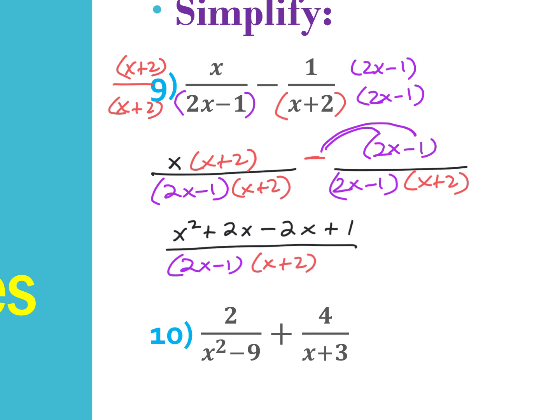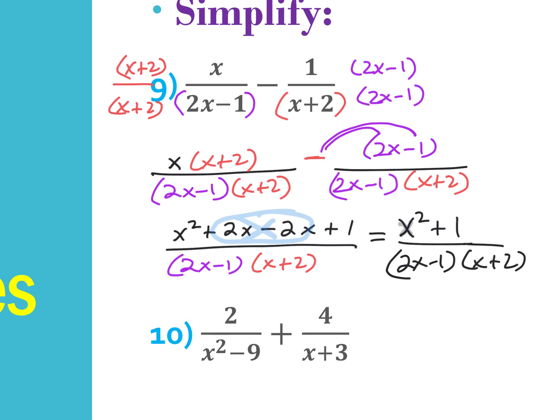I'm going to add my like terms. So I can do 2x minus 2x, and that's going to cancel out. So then now I'm just left with x squared plus 1 over 2x minus 1 and x plus 2. Notice the top is the sum of two squares. That cannot be factored, so I'm done. I don't even need to look for anything to simplify.